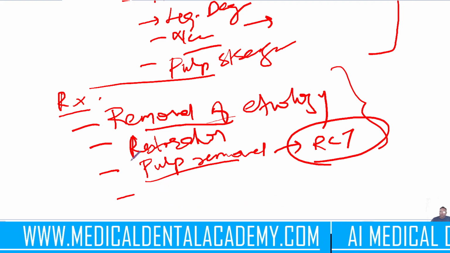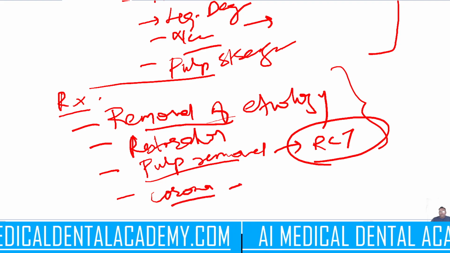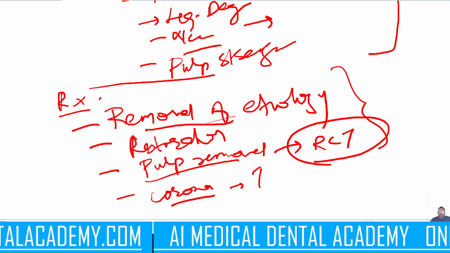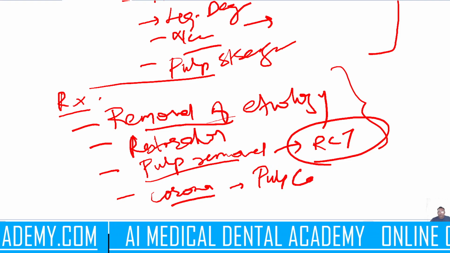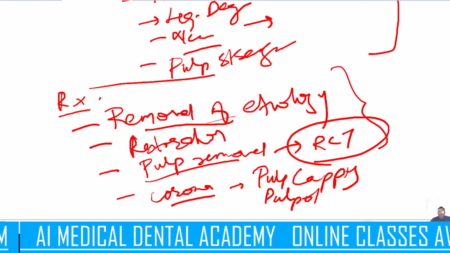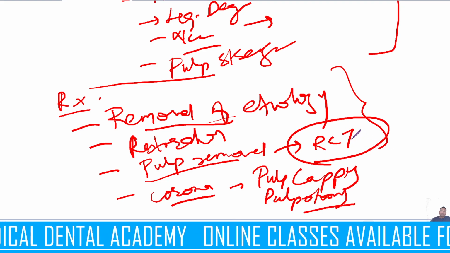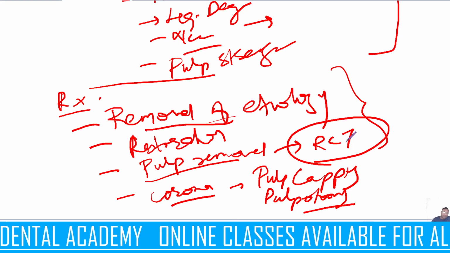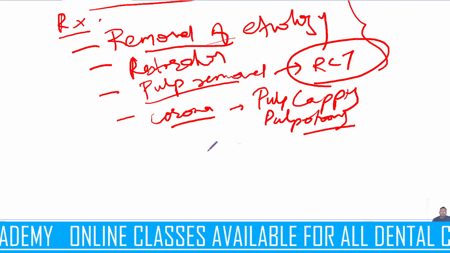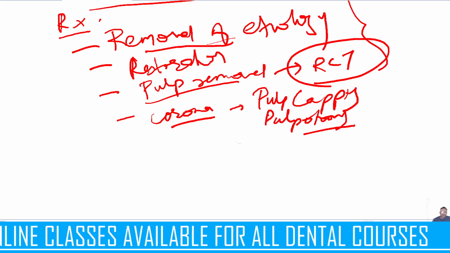If only the coronal pulp is involved, then we can go for some symptomatic measures like pulp capping, pulpotomy, apexification, apexogenesis. All this we will be discussing in the upcoming lectures. Okay, so this is the treatment for pulpitis.